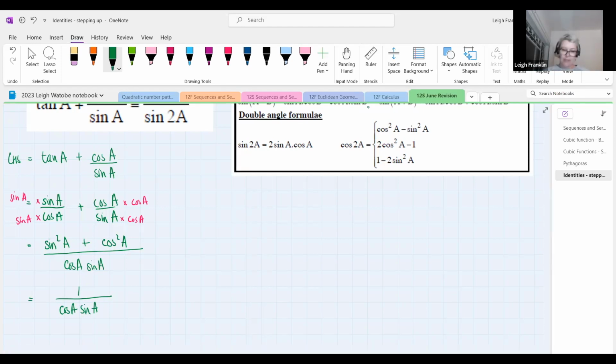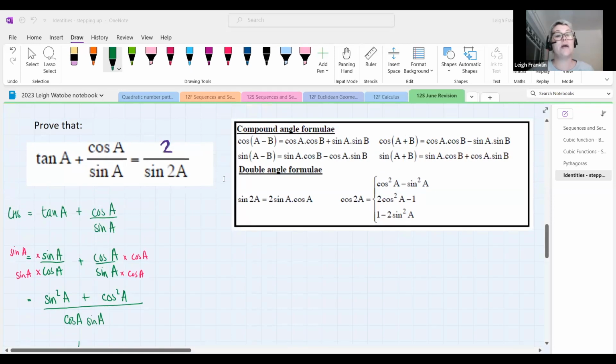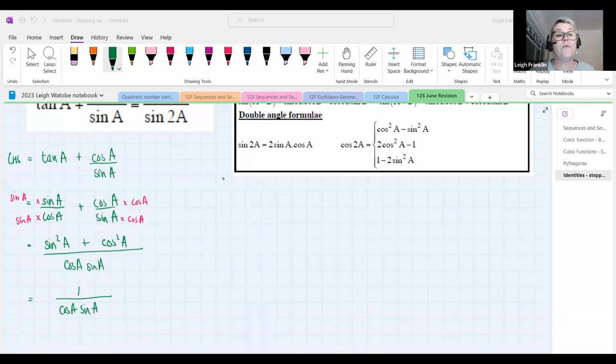What's next, Matrix? You can do that. Absolutely, Lesejo. You can work on the right-hand side. So on the right-hand side, you've got 2 over sine 2a. Is there anybody that didn't work on the right-hand side?